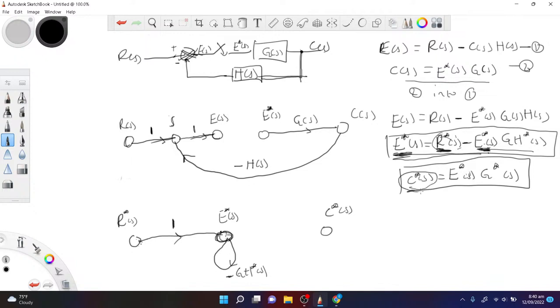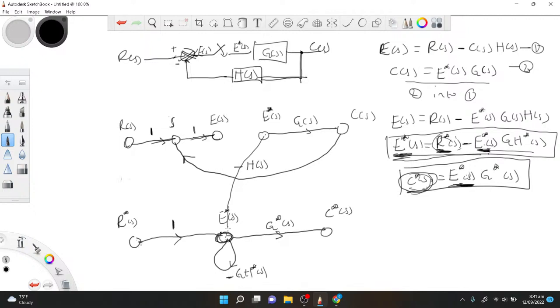Then now we are going to do C star. C star is our final destination, and E star is our starting point. So go and start at E star and come to C star by passing through G star of S. And with that, you get your composite function. When you get this diagram, you just have to join E star to E star. And that's it for the signal flow graph. And this is how simple it can be if he is being generous.